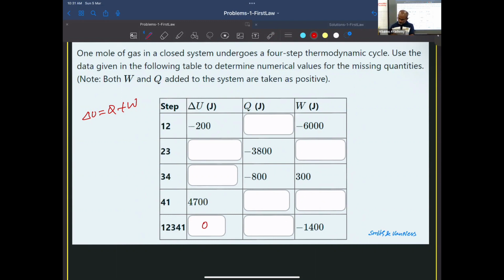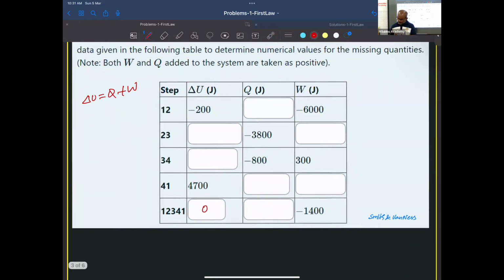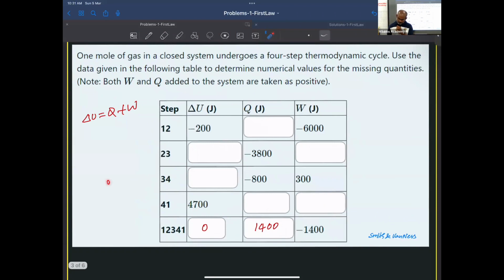So what is going to be Q overall? Q overall is going to be the opposite of W, because Q plus W has to be 0. So Q overall is definitely going to be 1400. This value and this value added together will give delta U overall. Delta U overall is 0 because it's starting and again coming back. Delta U depends on the state. Initial and final states are the same. So delta U is simply 0.